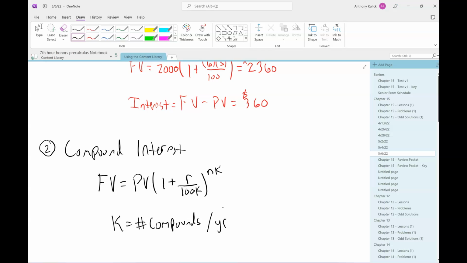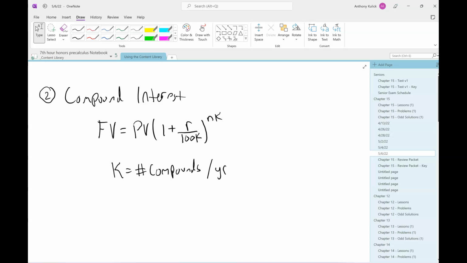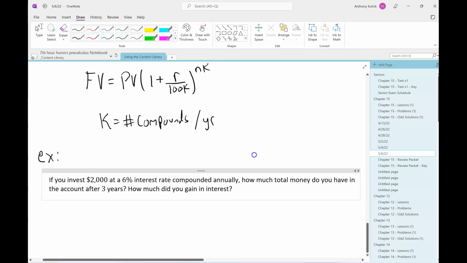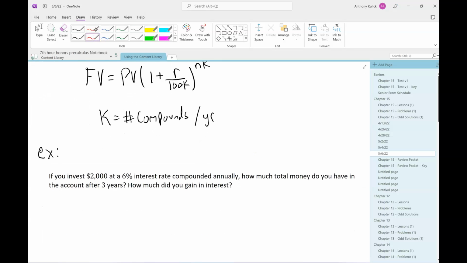But when we talk about the number of compounds per year, that value is always going to be hidden in words. It's never going to be expressed as a number inside the problem. Quarterly would mean 4, for example. And we'll talk about some of the vocab here in a second. But let's do a quick example first.